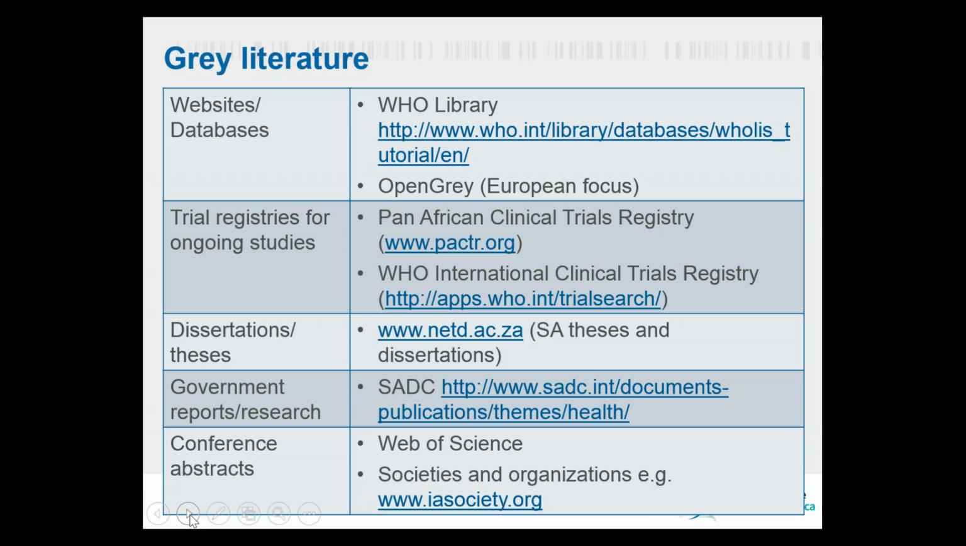Then you have your trial registries, which is very important because this will highlight ongoing studies. So you have the Pan-African Clinical Trial Registry and the WHO International Clinical Trial Registry, and then you have your dissertations and theses, and you'll see there that website is specifically for South African theses and dissertations. Then you have your government reports and research, an example is the SADC website, and then your conference abstracts. Web of Science will give you some conference abstracts, but then also the societies and organizations such as the International AIDS Society.